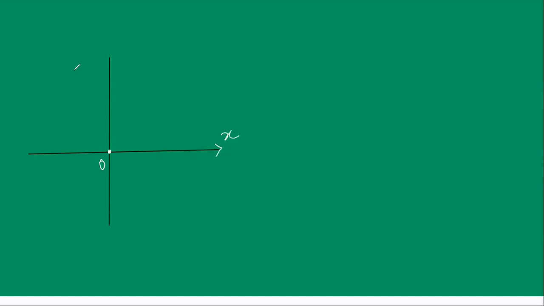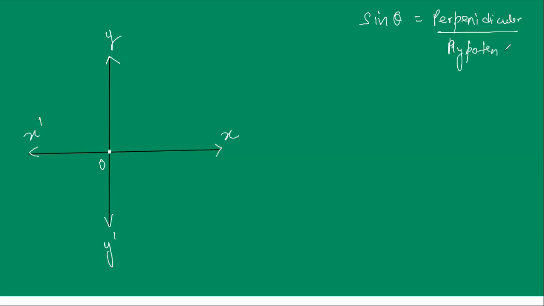This is the positive x-axis. The above vertical line is the positive y-axis. This is negative x, and this is negative y. As we are talking about the sine function only, let's take sine theta. Theta is any angle. So sine theta is equal to, we know that, perpendicular over hypotenuse. Perpendicular, you can call it the altitude or height.